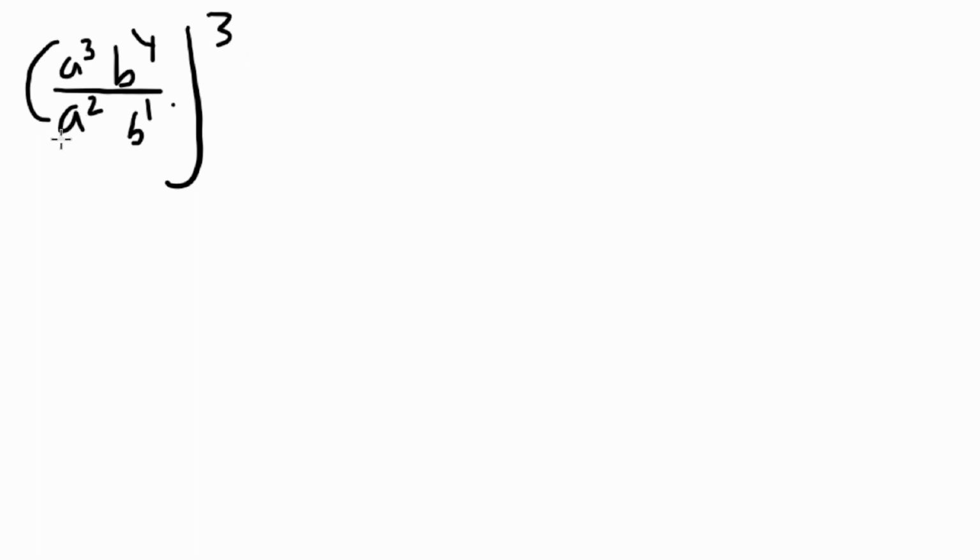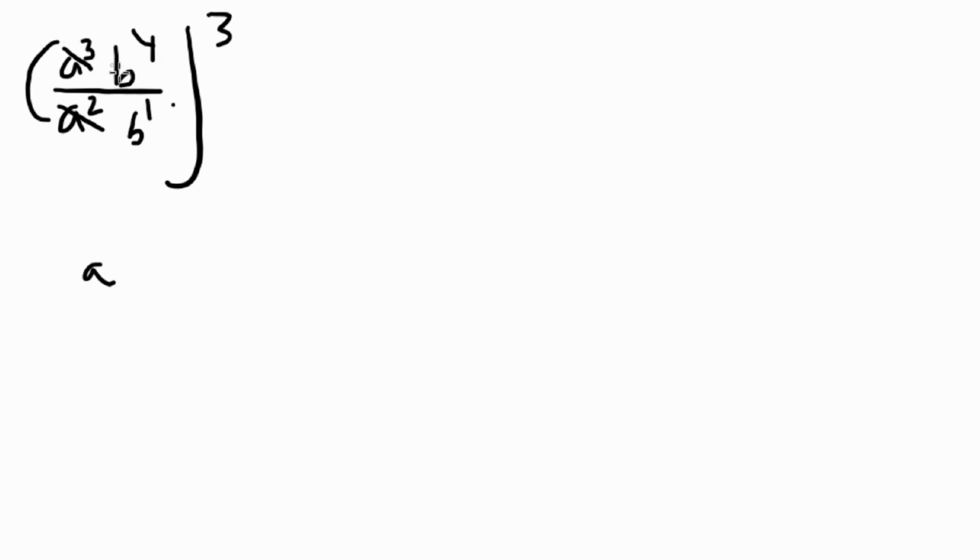So what you're going to want to do to simplify this is cross these out like we did earlier because they're like terms. So subtract: 3 minus 2, and that's a to the 1st power. But you don't ever write out the 1st power, because that's multiplying by itself one time, and that's not possible.